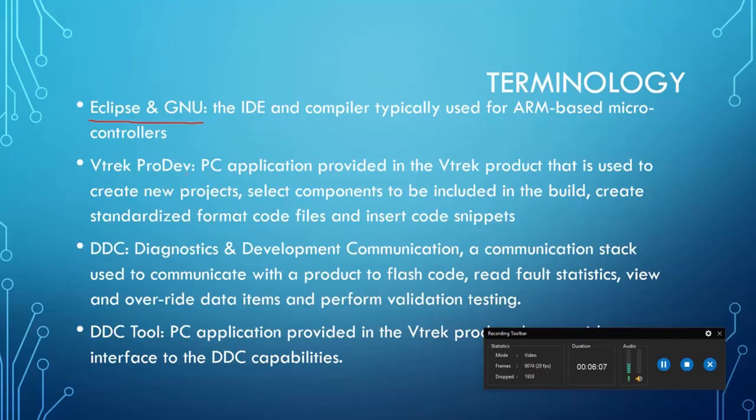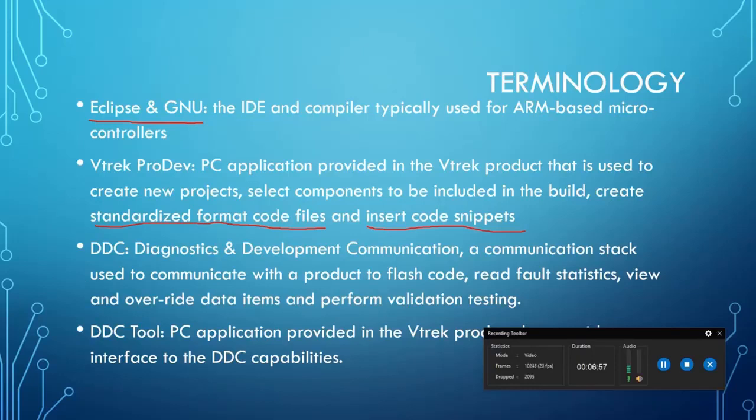Vtrek ProDev is a PC application. It's a tool that comes with the package. It supports creating new projects and selecting components that you want to include in your project's build. It'll create standardized format code files so that you don't have to copy and paste and then delete everything in a code file to keep the same format. And it also has code snippets that can fill in a form, and it'll insert code snippets that saves a lot of typing. These two areas are extensible. You can, through a fairly simple language, create and add your own code file patterns and code snippets.